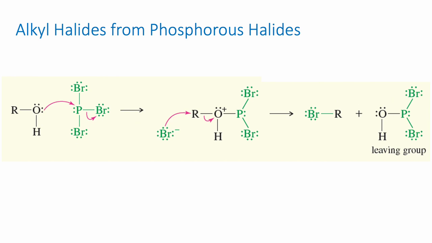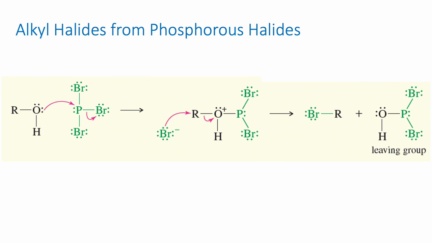The mechanism for this is very similar to the mechanism if we were using HBr. So we have phosphorus tribromide, this PBr3, and we're using that in place of HBr. But if you recognize what's happening, it looks almost identical to the mechanism if we were to use HBr. That first arrow, a lone pair on the alcohol is attacking phosphorus, and that breaks a bond between the phosphorus and one of the bromides.